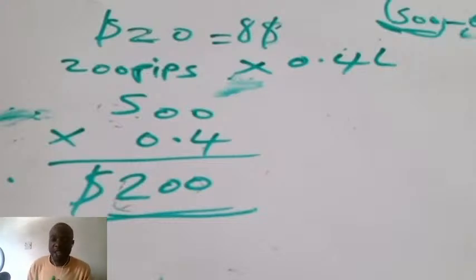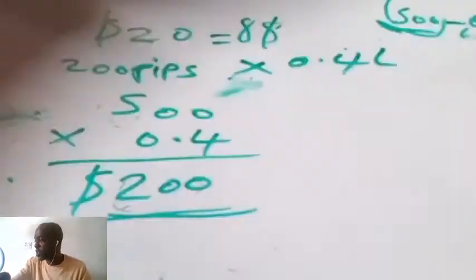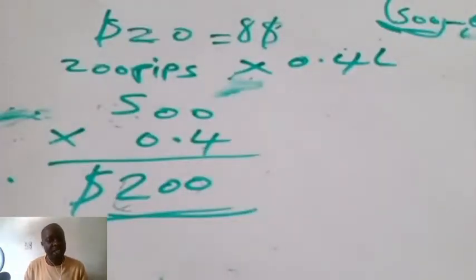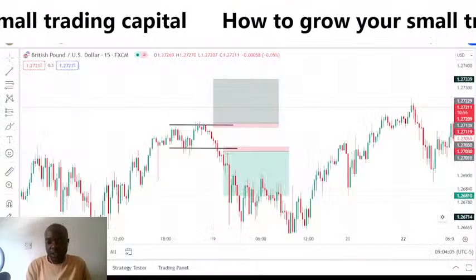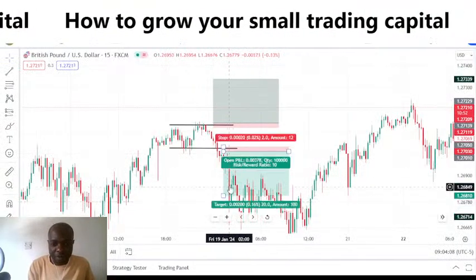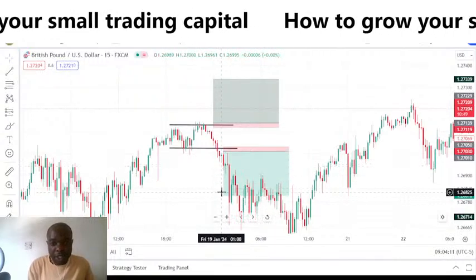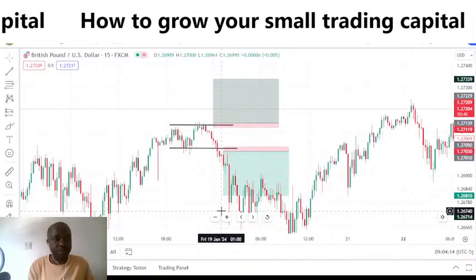So the question now is, how can you get these 200 pips moves? Where can you get these 200 pips moves? That's the question I expect you students to ask. As you can see from our previous charts here, GBP USD moves 500 to 600 pips.